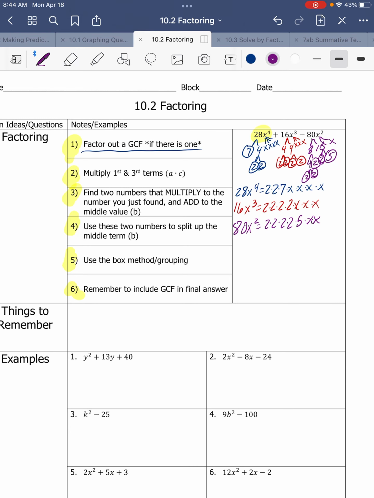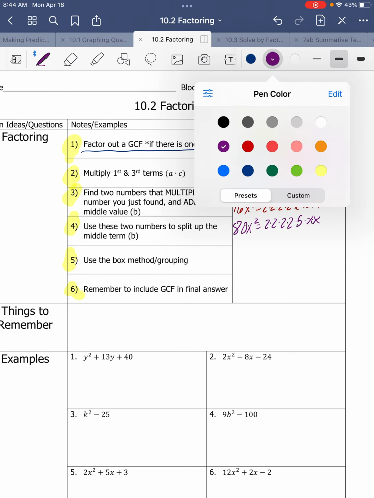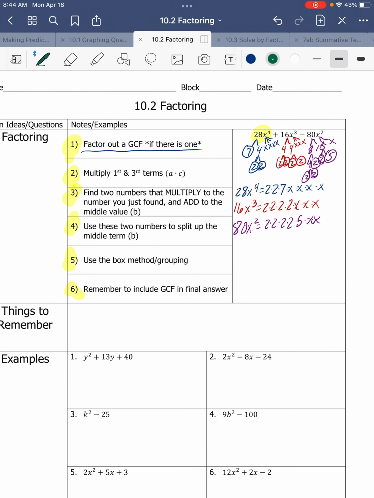All right, now this is the key to this. We look at what's in common with all of them. We have a pair of 2's in common, so that's part of the greatest common factor. I don't have another 2 in all of them. The next thing we have is x's: we have an x and another x. So our greatest common factor is a pair of 2's, an x, and an x. 2 times 2 is 4, x times x is x squared. So your greatest common factor is 4x squared.